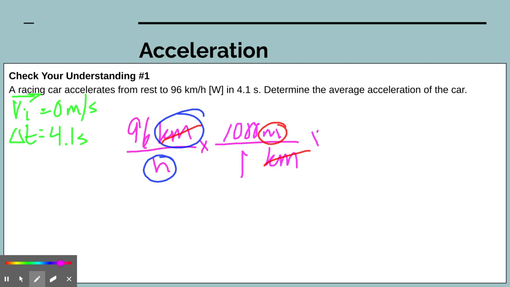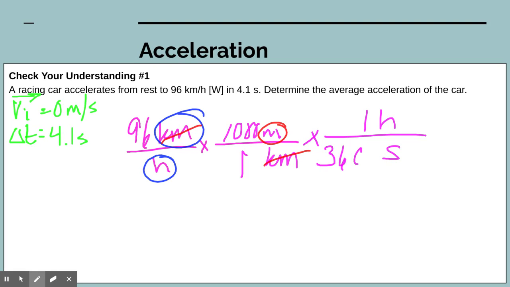Now the top is done. Now let's tackle hours. We put 1 hour up here, and we're trying to go from hours to seconds, so we put seconds on the bottom. In 1 hour, we have 3,600 seconds. We'll do the same thing: hours will cancel out, and we're left with just seconds.